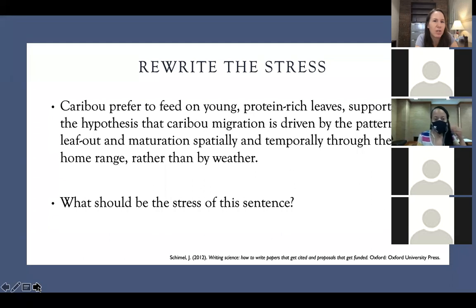We need to put the stress at the end of the sentence. Right now, the stress is on "rather than by whether." But the author's intended stress is that caribou follow food, right? The spatial and temporal patterns of leaf out maturation. So we need to put that at the end of the sentence.